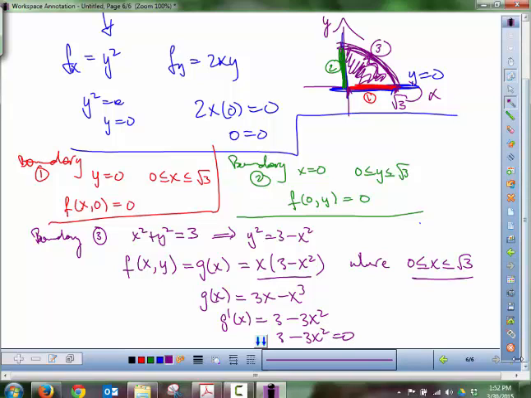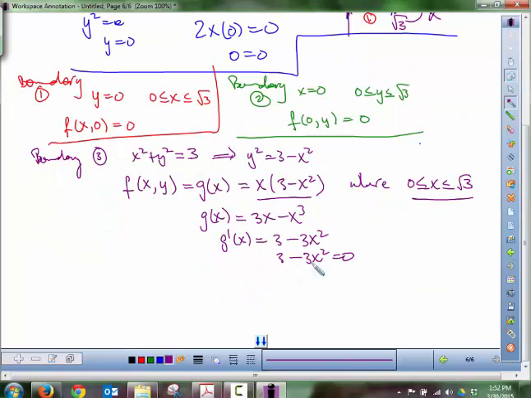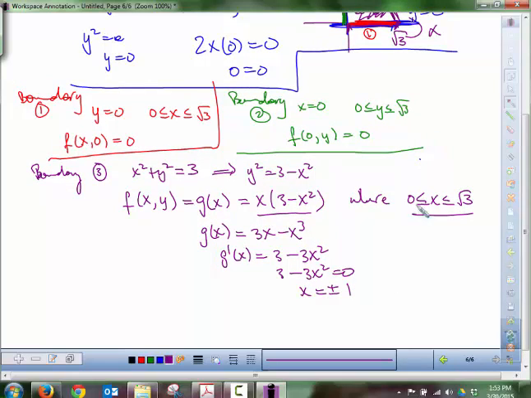And then once I find the critical points, what's the critical points? Plus or minus 1. So if I factor out a 3, I get 1 minus x squared, and then that's going to be x is equal to plus or minus 1. So if I look back at my domain here, is 1 within this domain? Yeah, because square root of 3 is bigger than 1, so 1 is in there. Is negative 1 in this domain? No, so negative 1 is not in the domain.